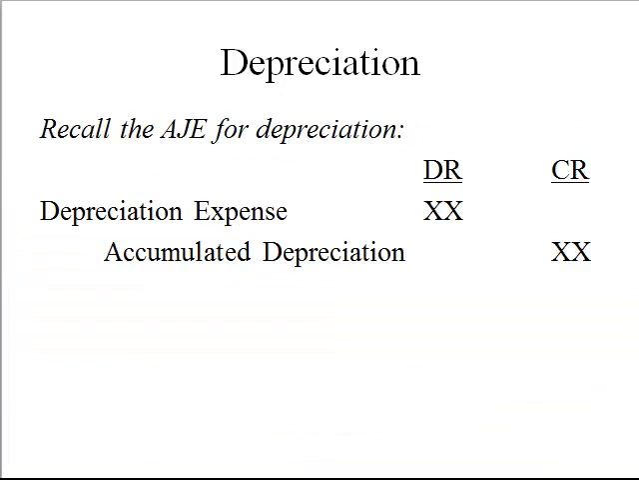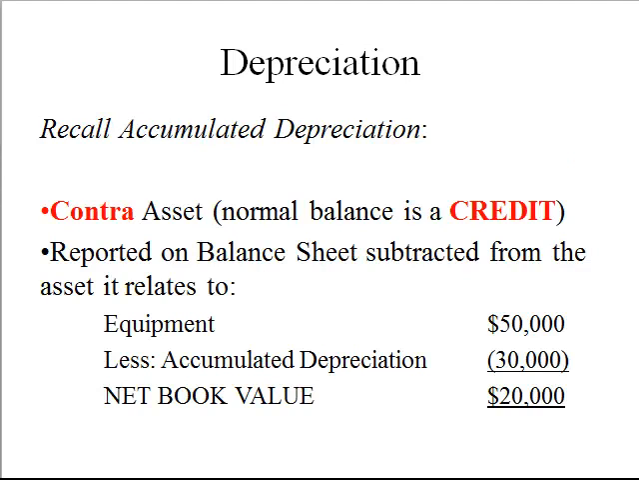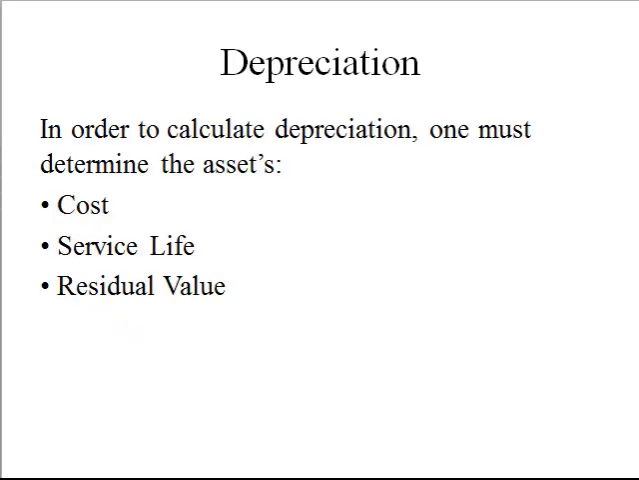Recall that the adjusting journal entry is a debit to depreciation expense and a credit to accumulated depreciation, and that accumulated depreciation is a contra asset. Contra asset carries with it a normal balance that is a credit. It reduces the asset's value on the balance sheet. Net book value, recall, is the equipment or any type of asset's cost less its corresponding accumulated depreciation.